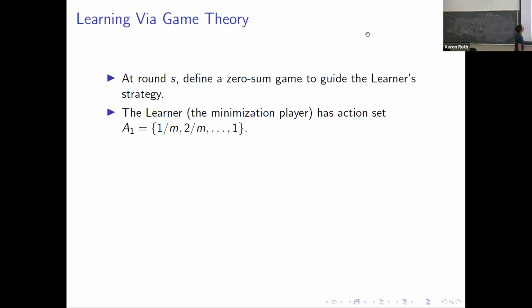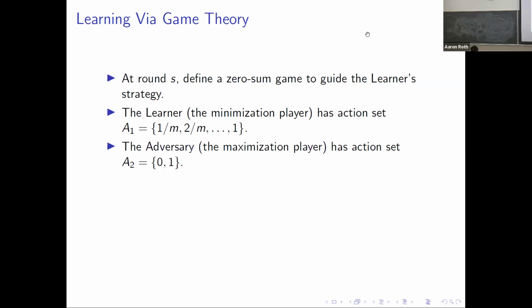So the learner here, remember, this fraudulent weatherman is making a prediction every day. The strategy space for the learner will be the set of predictions that he might make, discretized at some granularity 1 over m. So he might predict that the chance of rain is 1 over m, or 2 over m, or 3 over m, all the way up through 1. That's his strategy space. The learner is the minimization player here.